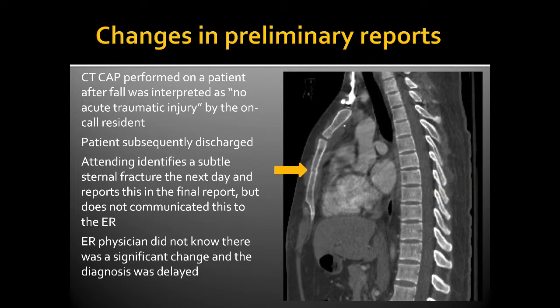This is a CT of the chest, abdomen, and pelvis performed on a patient after a fall, and it was interpreted as no acute traumatic injury by the on-call resident. The patient was subsequently discharged. The attending reading the case the next day identifies a subtle sternal fracture and reports this in the final report but does not communicate this to the ER. The ER physician did not know there was a significant change, and the diagnosis was delayed. This is a classic scenario where important findings are not adequately communicated when there is a prelim read and a change the next day after the patient has been discharged.